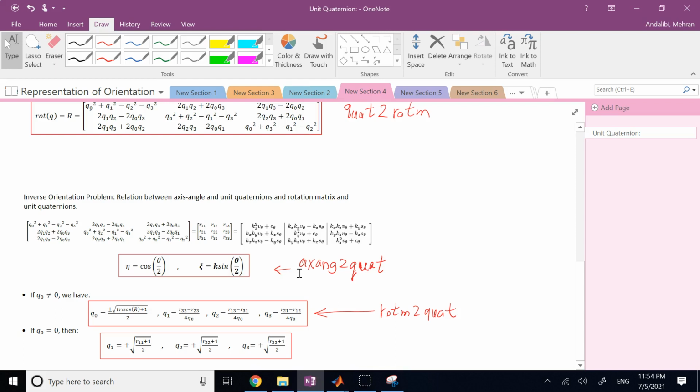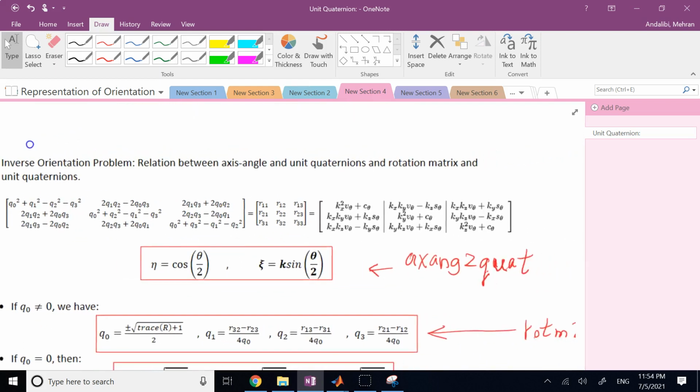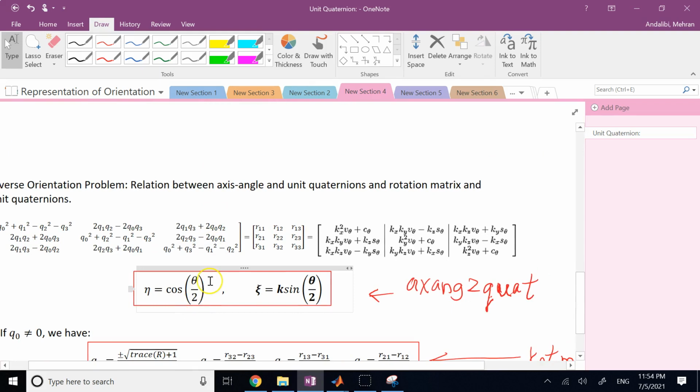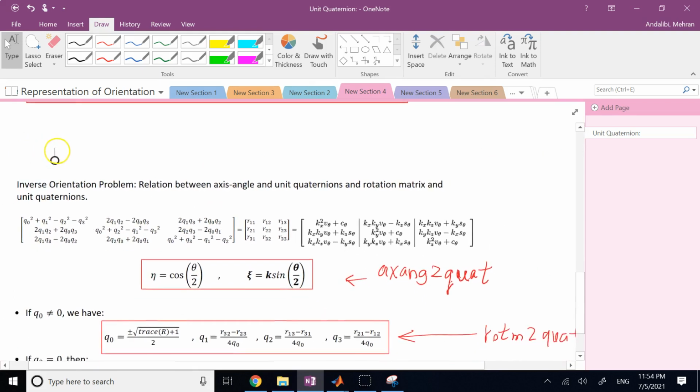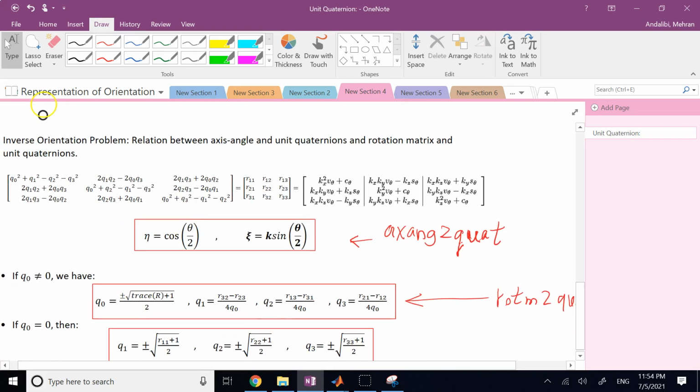You have to show them. So where does this come from? If I know the angle and the axis of rotation in axis angle, k and theta, I can relate it to a quaternion by saying the real part is cosine of half angle, and the imaginary vector is the axis of rotation k times sine of half angle. Where does this come from?